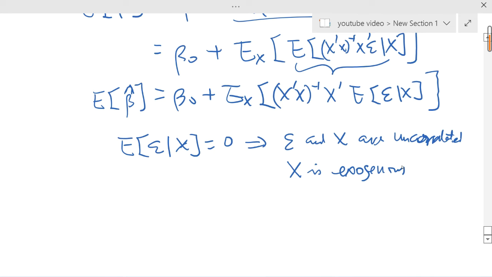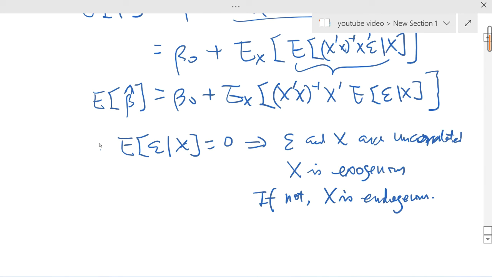If this assumption, this is actually an identification assumption, fails, then we call x endogenous. And we need to use other techniques, other methods, to estimate the parameter of interest. Okay, let's assume this holds.